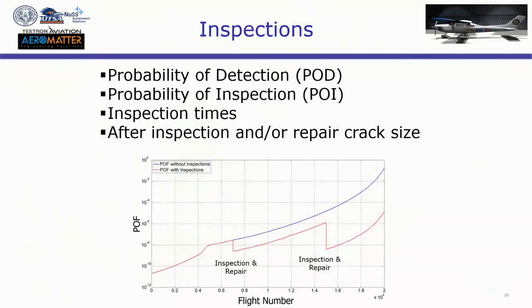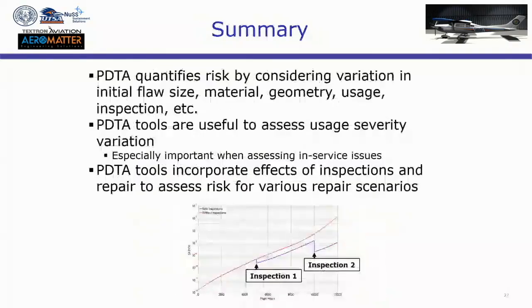The inspection, we're going to be talking about the inspection later today. I'm not going to spend too much time, but inspection is affected by 4 different things: the probability of detecting, the probability of inspecting, which is the human factors, the inspection times when I do the inspection, and how well I do my repair after I do that inspection.